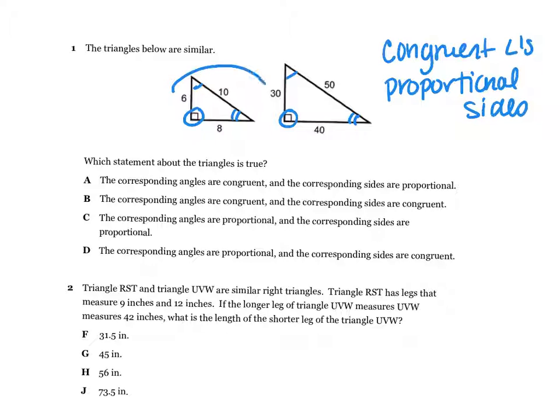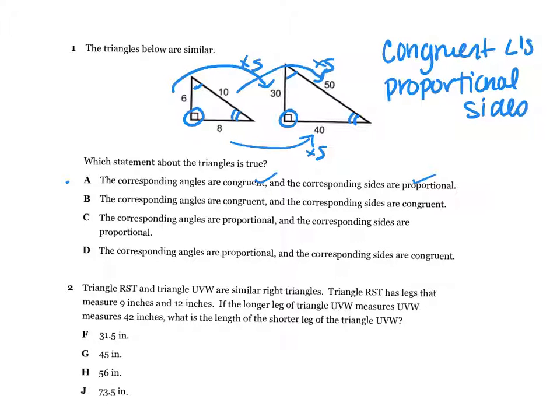So you can see that this is times 5 here. This is times 5 here. And this is times 5 here. So it's 5 times bigger. So which statement about the triangles? The corresponding angles are congruent. That's a check. The corresponding sides are proportional. That's a check. So I think A is the answer.